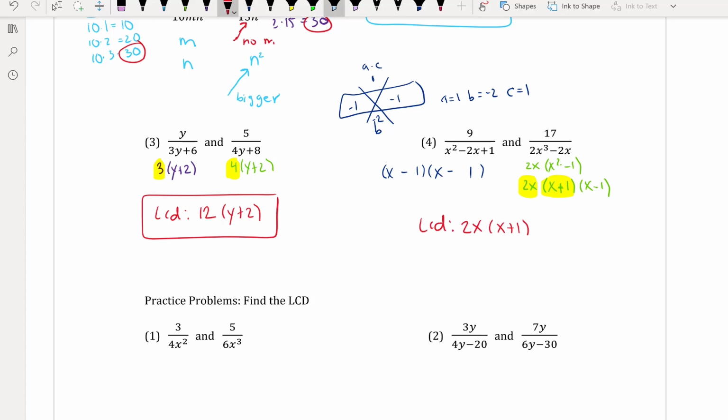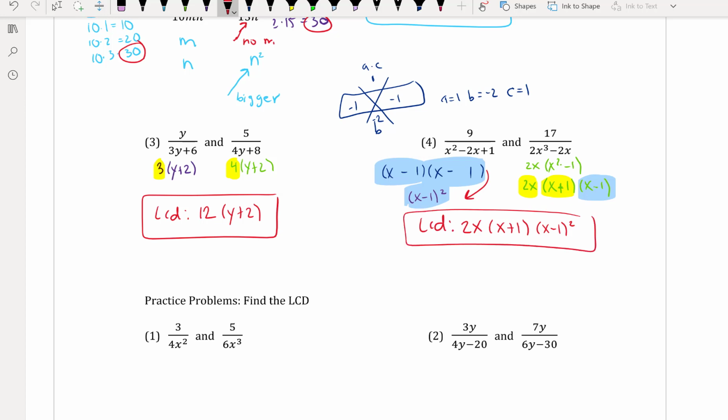Now I have to be careful. This is x minus 1, and that's an x minus 1. So notice how this one, I can really write it as x minus 1 squared. Okay? So just making sure that this is the same as x minus 1 squared. So if I'm comparing that x minus 1 squared to the x minus 1 that I have over here, then the x minus 1 squared is the biggest exponent, and there's 2 of those. So that is going to be part of my LCD.